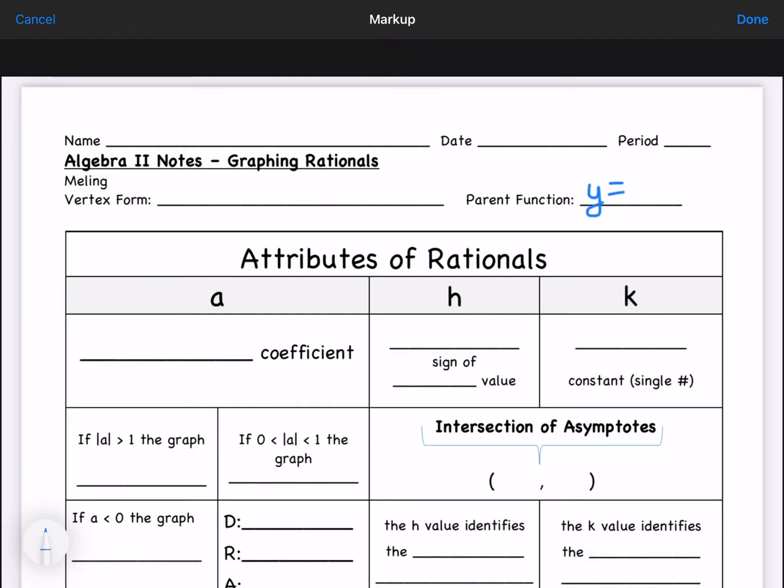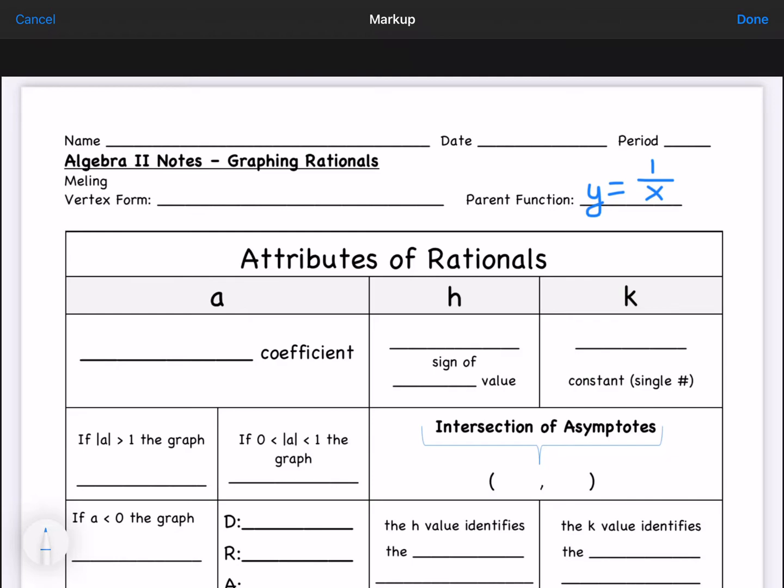What is it? Y equals, what do you think? Y equals x would be just, that's not a rational. Remember, it's a fraction. So it's close to x, but what? X plus b? No, that's the line graph. Y equals something over x. What should be over x? 1 over x. The parent function is just y equals 1 over x.